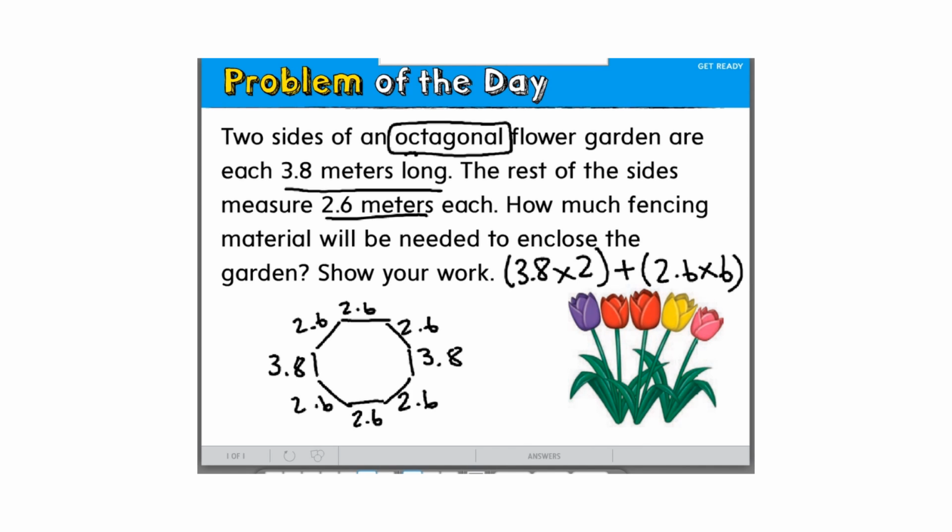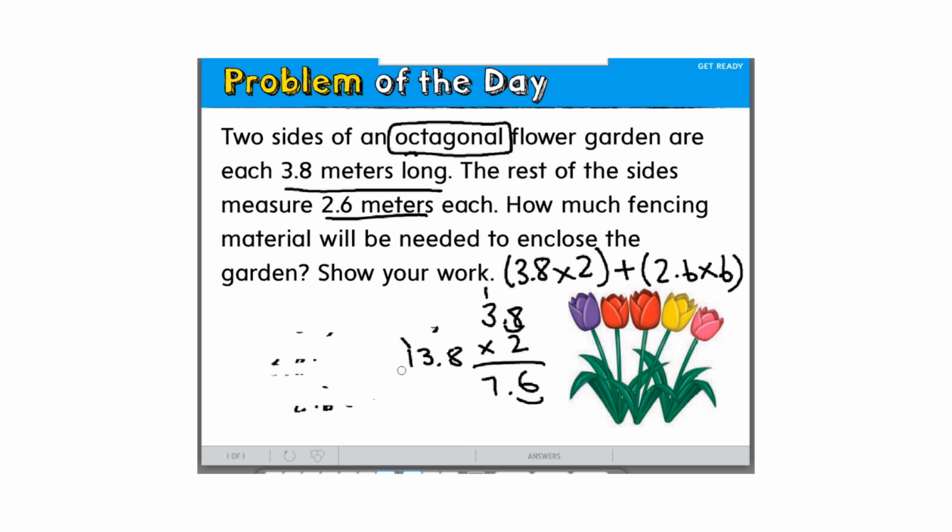Here, have a look. 3 8/10 times 2. 2 times 8 is 16. 2 times 3 is 6, plus 1 more is 7. And then we have 1 decimal place, so 1 decimal place here. I'm going to erase this picture. Then we'll multiply the next part. Remember with what we just were talking about, we would do the parentheses first. That's the order of operations.